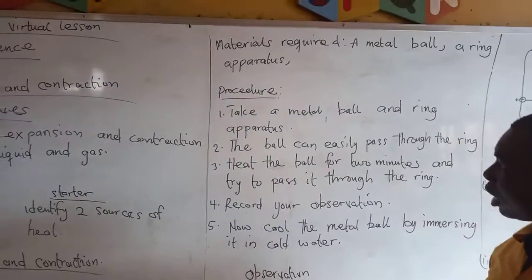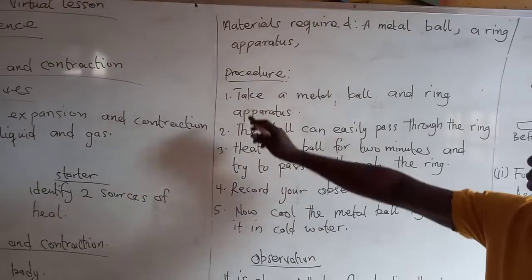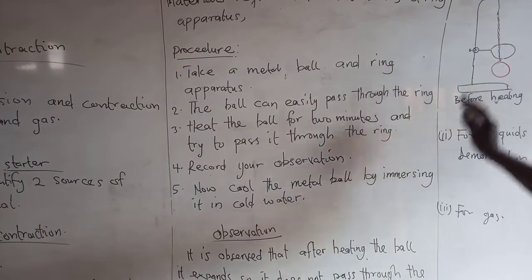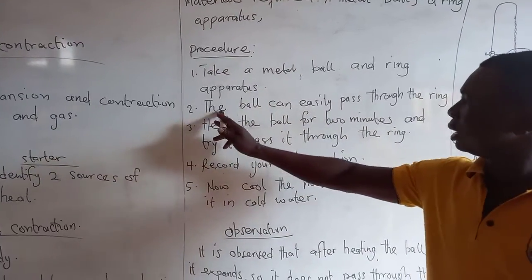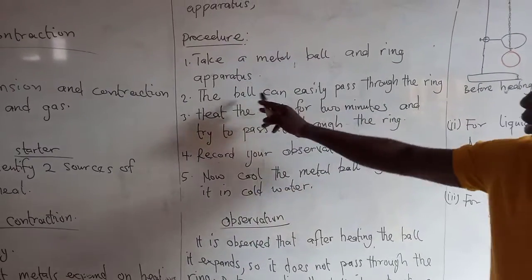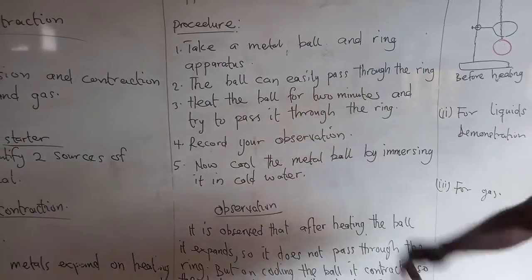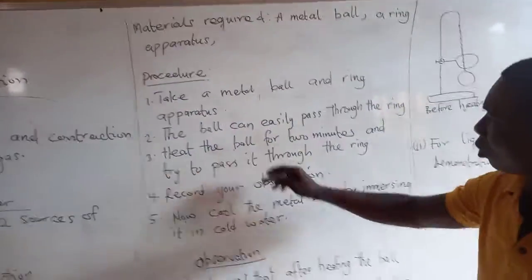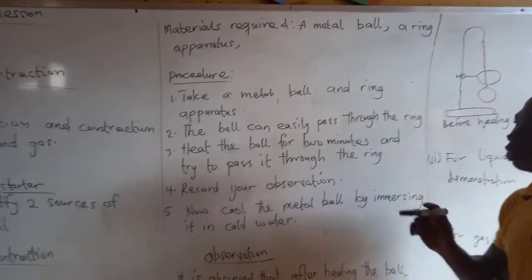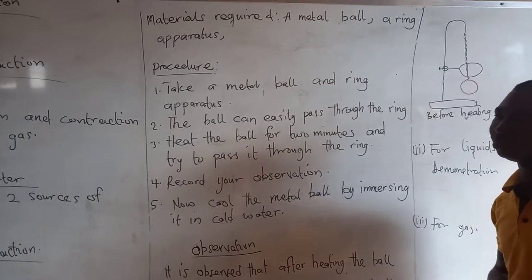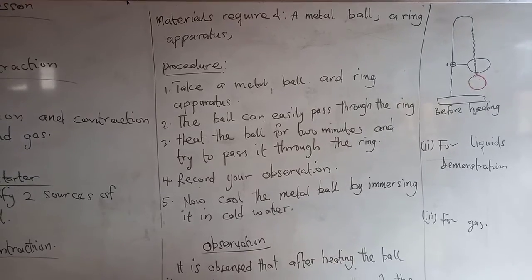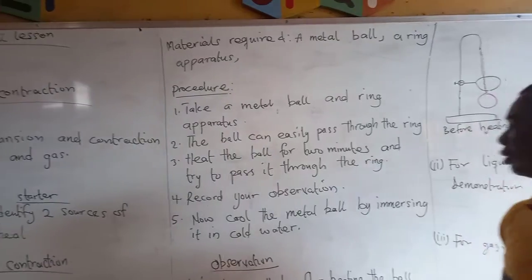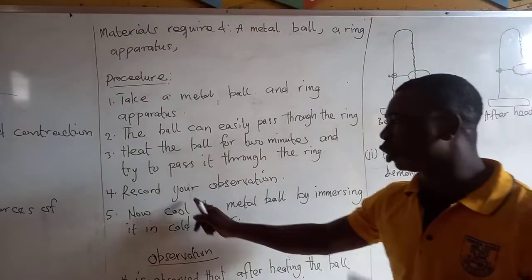Procedure. How to follow? How to do it? 1. Take a metal ball and ring apparatus. Take it like what I've done here. Number 2, the ball can easily pass through the ring. 3, heat the ball for 2 minutes and try to pass it through the ring. So after heating the ball for about 2 minutes, try and pass it through the ring. Record your observation.